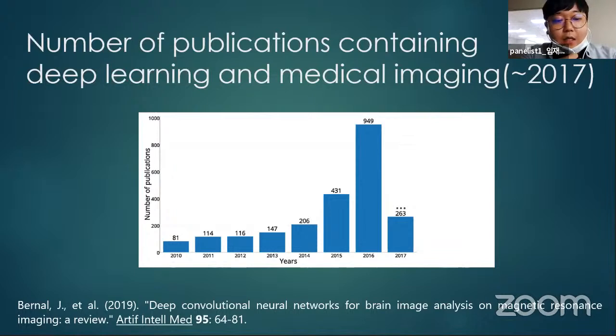Please look at this graph. It shows the number of publications every year when we search the deep learning and medical image keywords together. The x-axis is the published year and the y-axis is the number of publications containing deep learning and medical imaging. This research was done in 2017, so the number for 2017 is a little bit small, but we can see the number of publications related to deep learning and medical imaging is increasing very quickly over time. Then why are so many researchers using this technique in MR images?